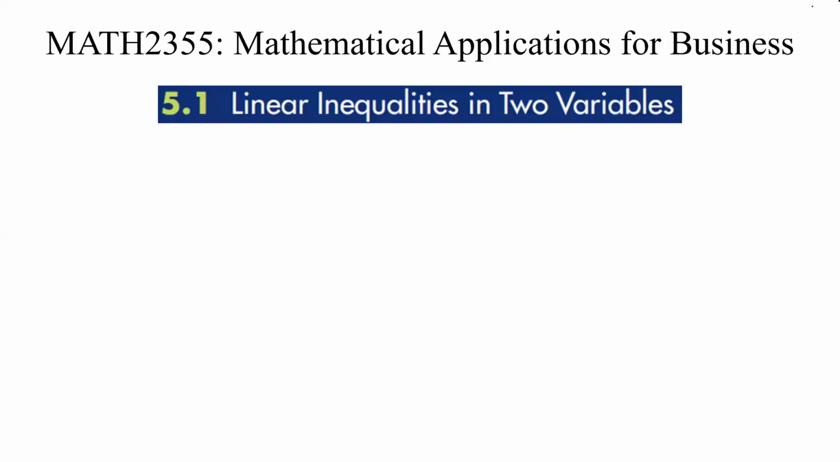All right, so here we're going to work some exercises from section 5.1 on linear inequalities in two variables. So our first one, we're supposed to graph this inequality. Well, the first thing we need to do is solve for y. So let's subtract our 2x from both sides. Then we get minus 5y is less than or equal to minus 2x plus 10. Now we're going to divide by negative 5.